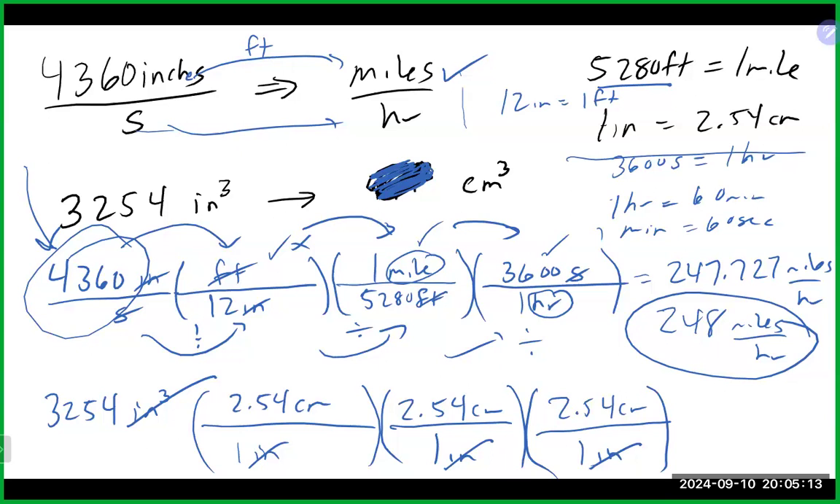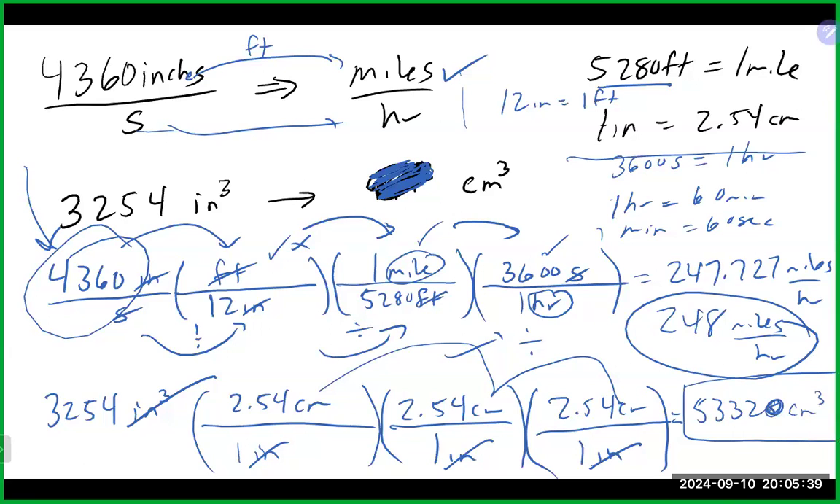So that is 3,254 times 2.54 times 2.54 times 2.54. Gets you a big old number. That's going to get me 53320. That's centimeters times centimeters times centimeters, cubic centimeters. Yeah. Could also write in scientific notation if you like.